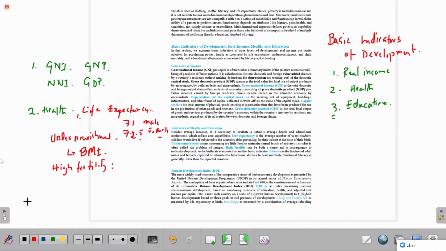And what about the third one? The third one is education. Education has some indicators called literacy. Literacy could be an indicator. School dropout rate could be an indicator. Or enrollment rate could be an indicator, and it could be divided by girls and boys as a separate rate. So these are the indicators for education. There are many indicators, but we are not going into detail for that.